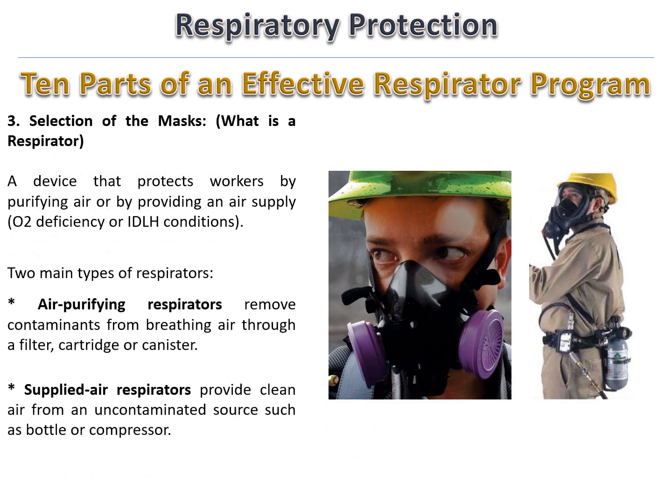Three. Selection of the masks. What is a respirator? A device that protects workers by purifying air or by providing an air supply, in O2 deficiency or IDLH conditions. Two main types of respirators. Air purifying respirators remove contaminants from breathing air through a filter, cartridge or canister. Supplied air respirators provide clean air from an uncontaminated source such as a bottle or compressor.